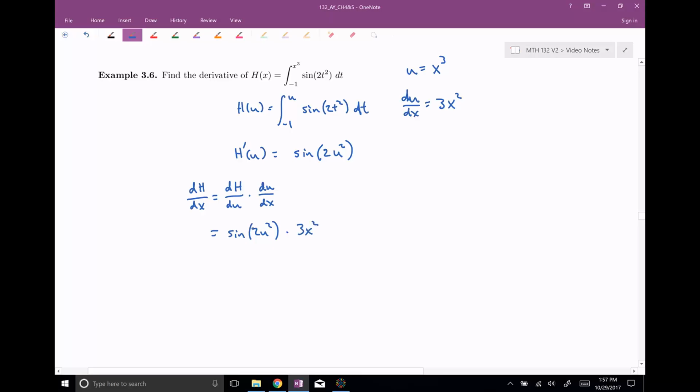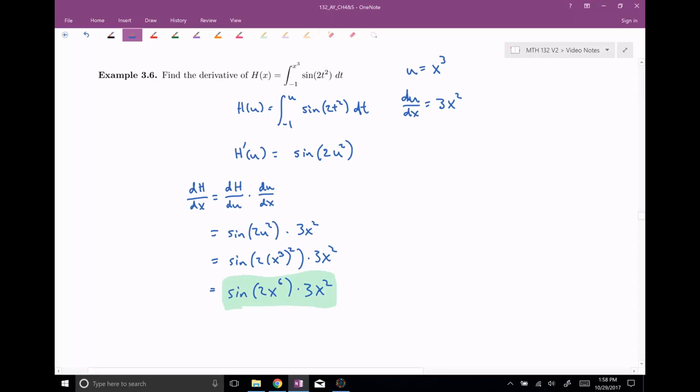And now remember, u was something that we created. The original problem didn't have any u's. So I'm going to go ahead and substitute again. Everywhere I see a u, I'm going to put x cubed. So this is going to be sine of 2x cubed squared times 3x squared. So altogether, sine of 2x to the 6th power times 3x squared. That is going to be my final answer.